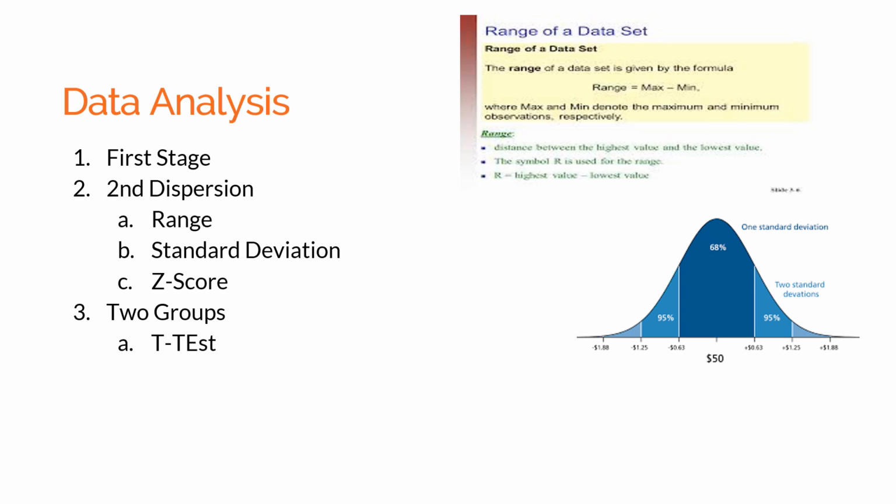Then the next thing you have is the z-score, where the deviation can be standardized into a score, and the value of that standard deviation can be compared for populations with different means. When it comes to testing two groups, the most common way to do that is using the t-test.